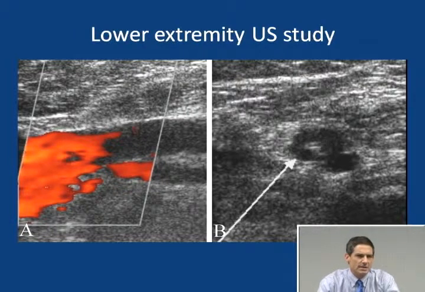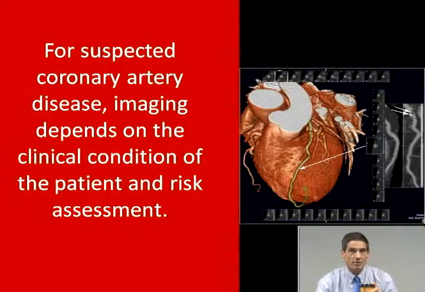So that brings us to the end of the discussion about pulmonary arterial emboli, and that takes us to the last category of disease today, and that's coronary artery disease. Imaging of coronary artery disease depends on the clinical condition of the patient and risk assessment. So with coronary artery syndrome, you kind of got three different critical issues. One is the patient currently having a cardiac event as the cause of their chest pain.